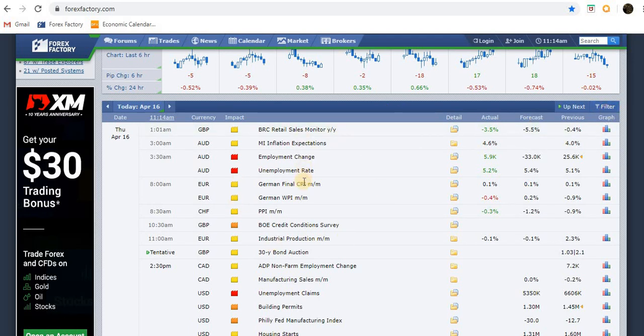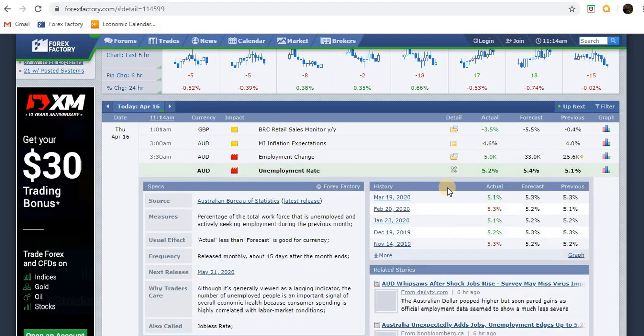If you want more detail on the actual event happening, just go over here and click on detail, and it will actually give you a guide on how you should analyze this statistic. So it's the percentage of total workforce that is unemployed, obviously the unemployment rate. How do you analyze the effect? Actual less than forecast is good for currency.